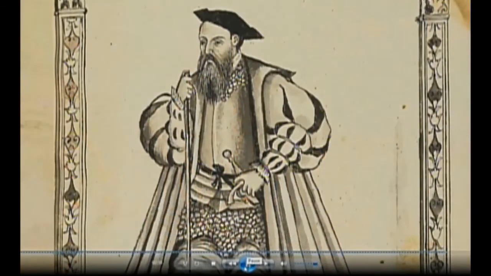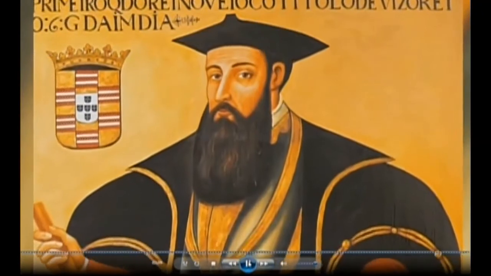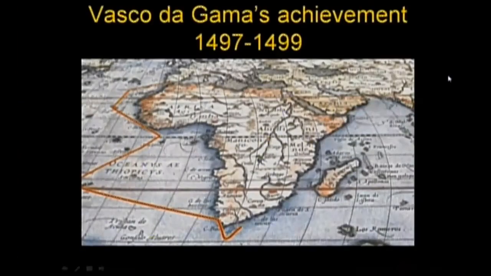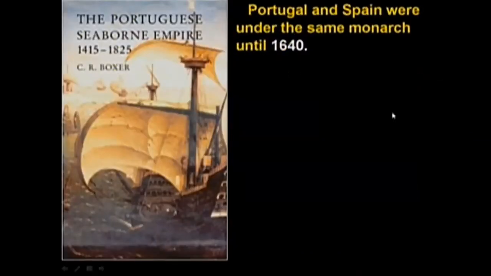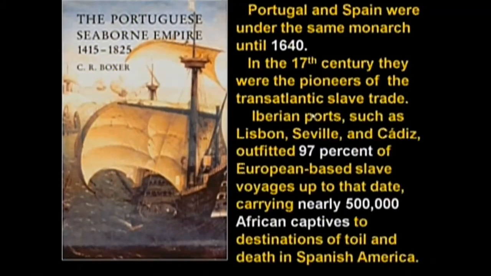Because Vasco da Gama found this route to India, he succeeded in making Portugal a principal supplier of high-profit luxury commodities like pepper. It's the high value-to-weight ratio items that in effect created the Portuguese seaborne empire. And they were under the same king as Spain until 1640, and in the 17th century they were the pioneers as well of the transatlantic trade, the slave trade.